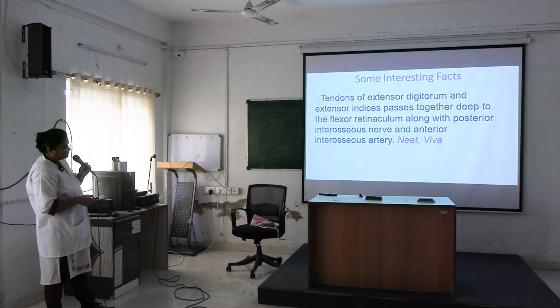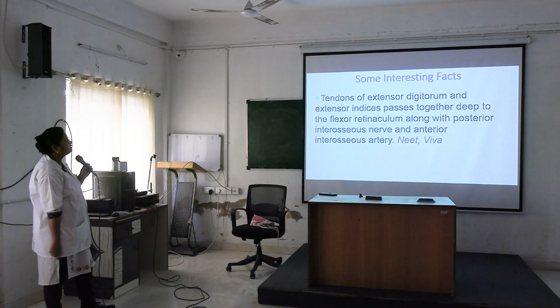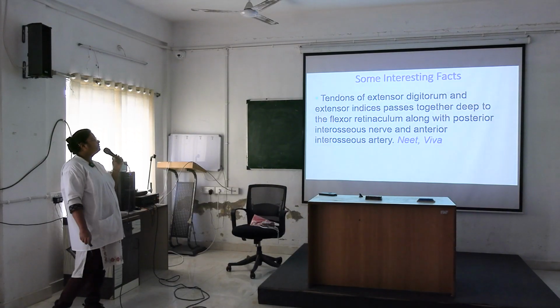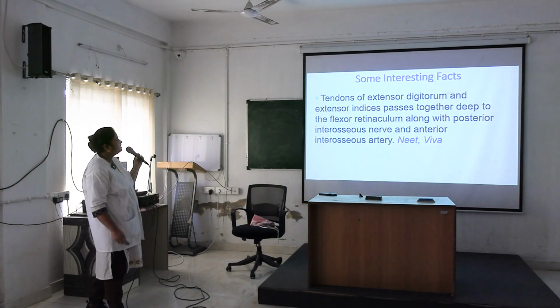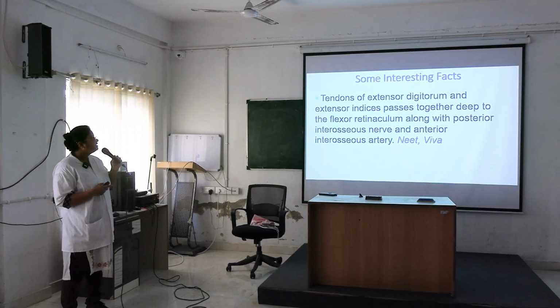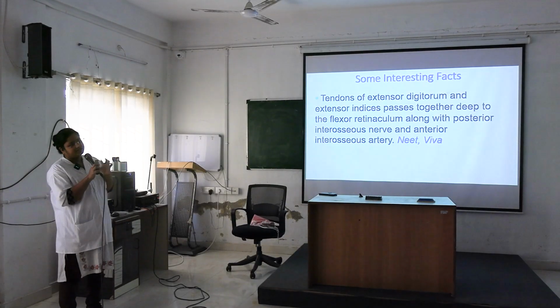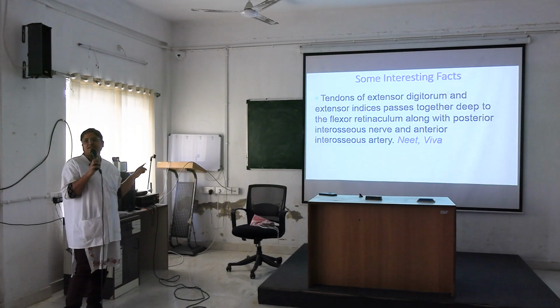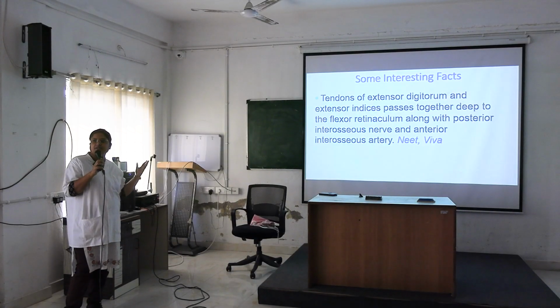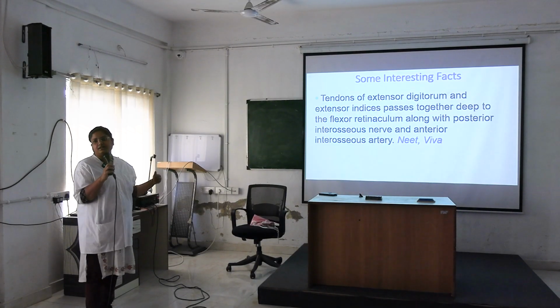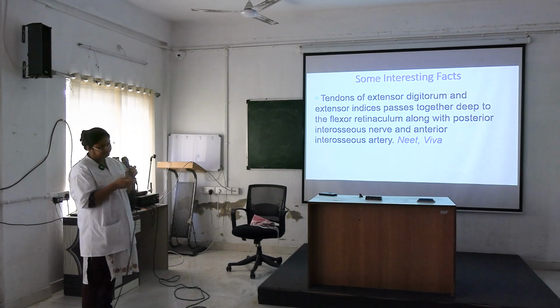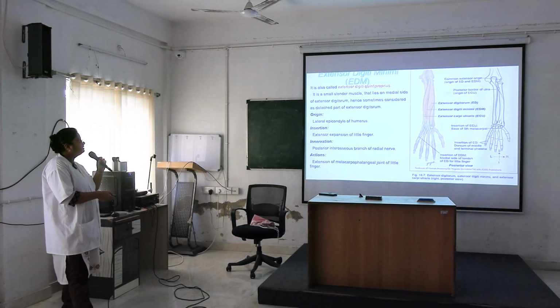So tendons of extensor digitorum and extensor indicis pass together deep to the flexor retinaculum along with the posterior interosseous nerve and the anterior interosseous artery. So in this compartment lies the neurovascular bundle of the posterior compartment, along with the extensor digitorum and extensor indicis. Next is extensor digiti minimi.